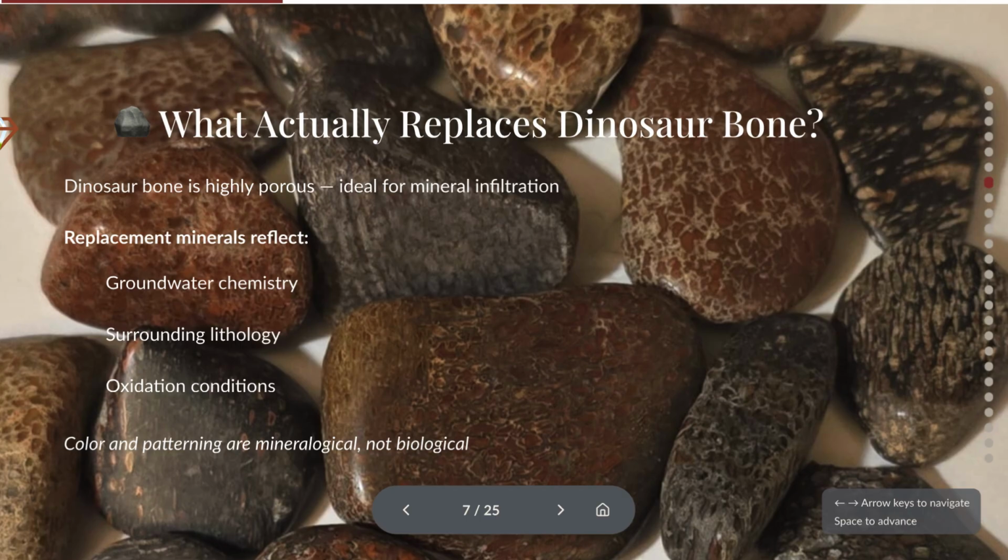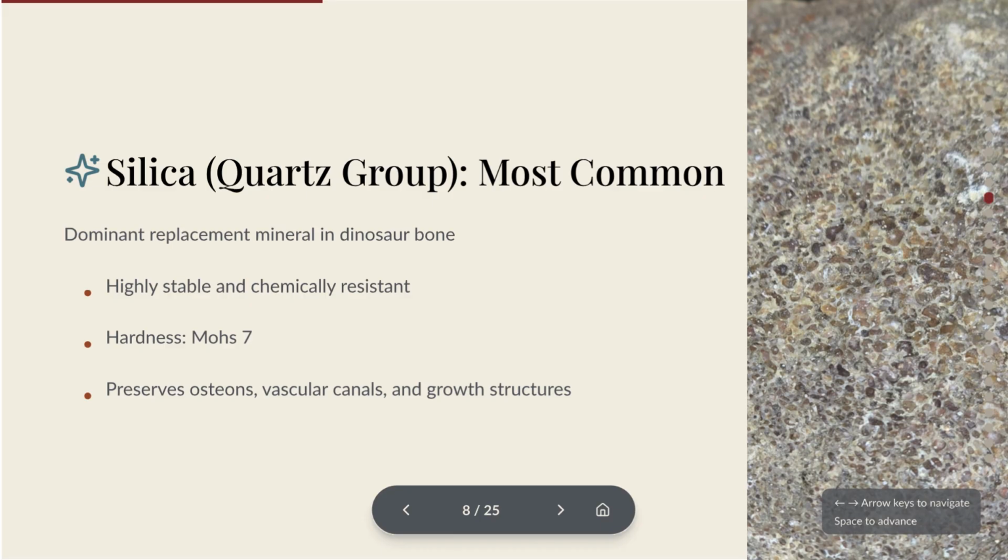What actually replaces dinosaur bone? Dinosaur bone is highly porous, ideal for mineral infiltration. Replacement minerals reflect groundwater chemistry, surrounding lithology, and oxidation conditions. Color and patterns are mineralogical and not biological.